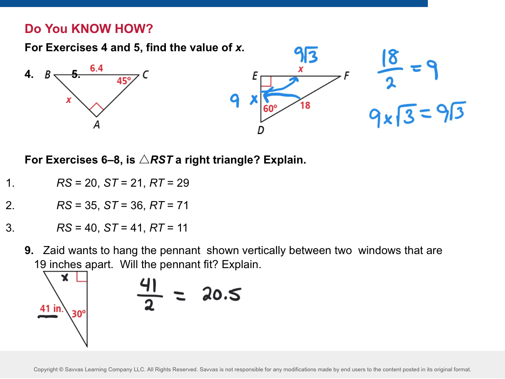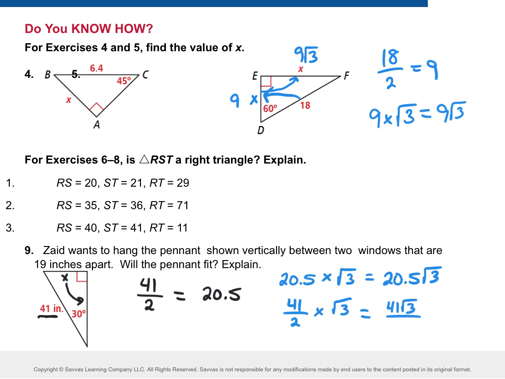Okay, so what do I need to do with the short leg to get to the long leg? Yep, I'm going to do the decimal version first. If I multiply this by square root of 3, what do I get? Yep, 20.5 square root of 3. If I do 41 over 2 times square root of 3, what do I get there? 41 square root of 3 over 2. Remember, I can treat that as over 1. I don't care which one you do, okay? These both are the same answer.